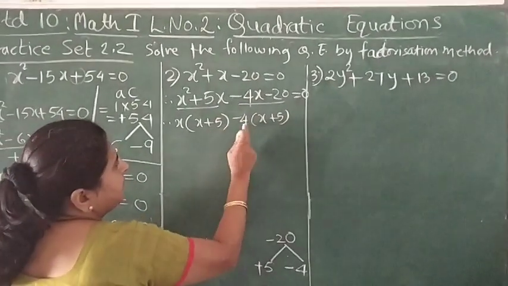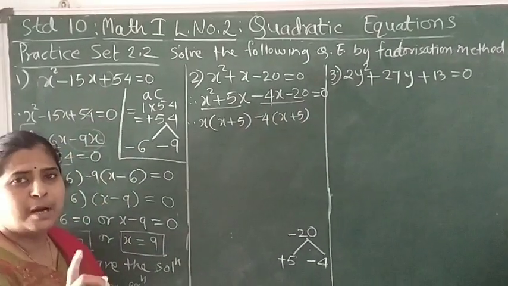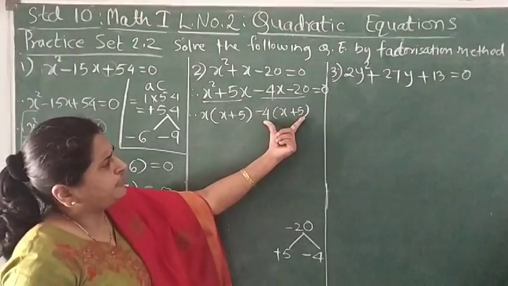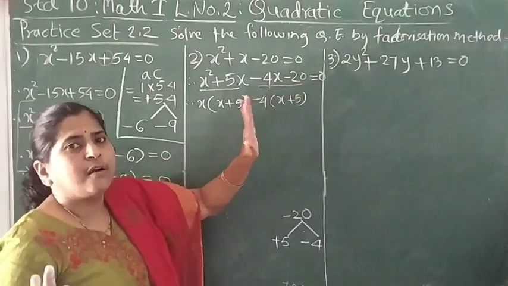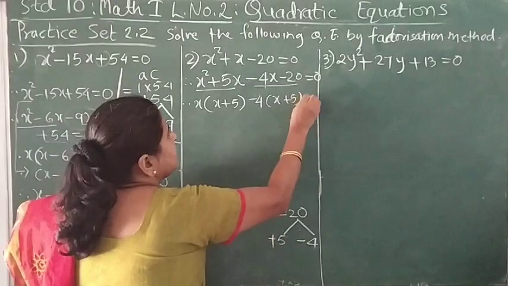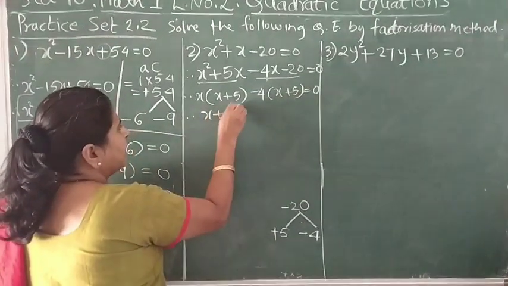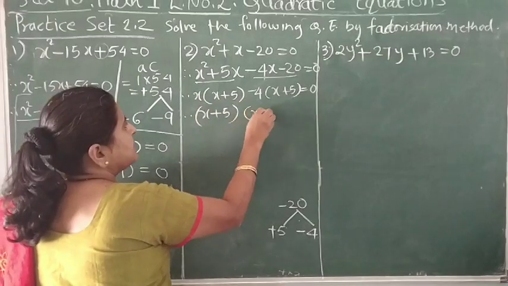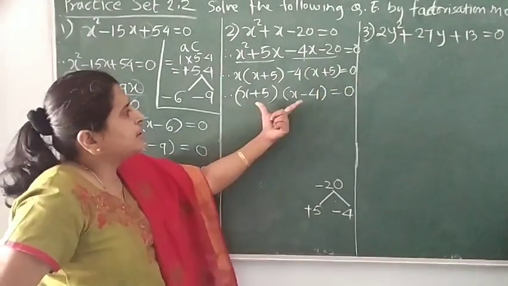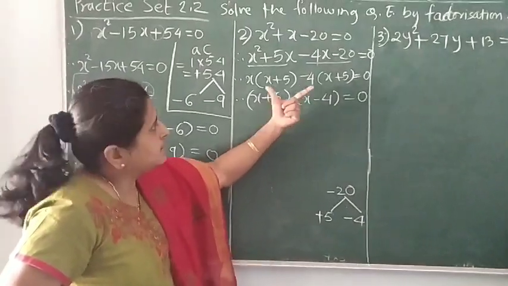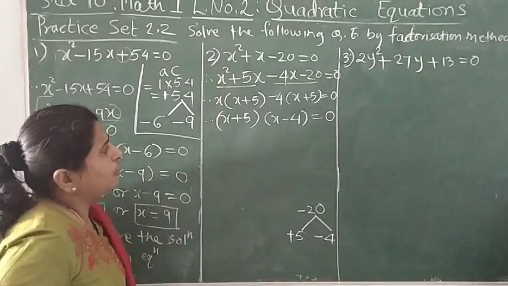You can verify by taking the product of this. Minus 4 into plus 5 is going to be minus 20. If the product of these two is equal to this, then it is sure that you are on the right track. Is equal to 0. Therefore, x plus 5 is the common factor. Remaining uncommon is x minus 4 is equal to 0. So we got these two factors. So we have factorized the given quadratic trinomial on the left side.